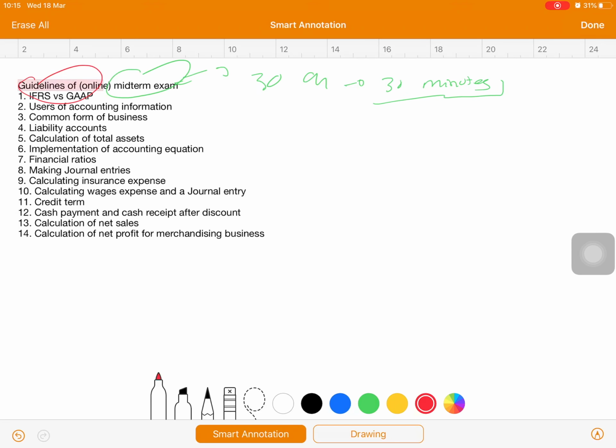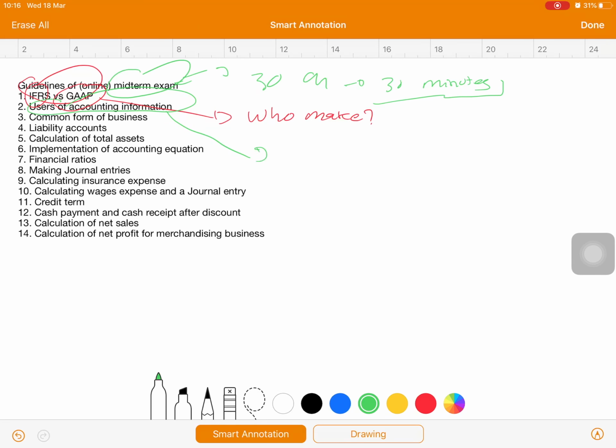Firstly, you need to understand the difference between IFRS and GAAP, right? So the IFRS is international standard, and the GAAP is the US GAAP, the US accounting principle. So you have to understand what do these words stand for, and then who make this principle.